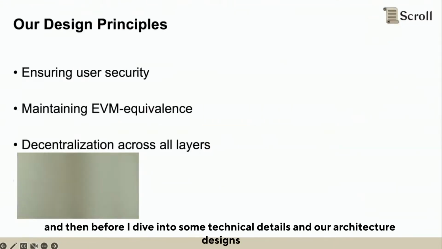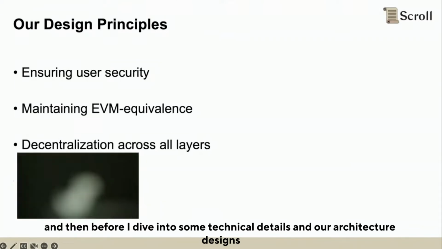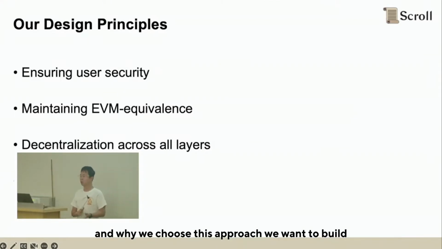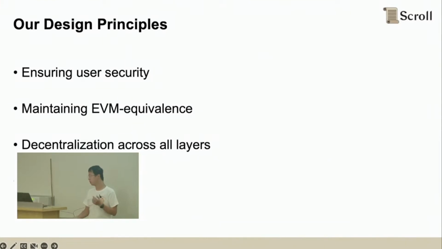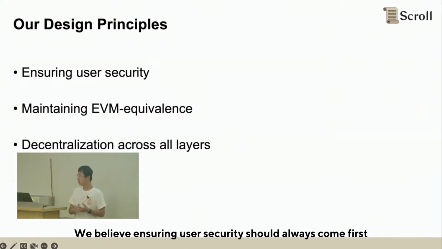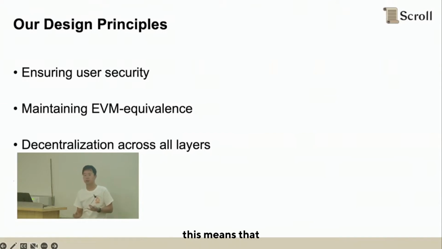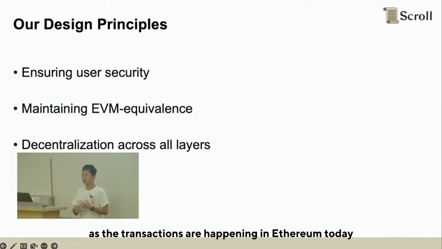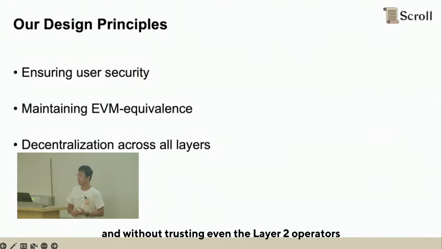Before I dive into technical details and our architecture designs, I first want to talk about the design principles that drive our design decisions and why we choose this approach. There are 4 principles. First and foremost, the most important, we believe that ensuring user security should always come first. For Scroll, this means that layer 2 transactions should share the same security level as transactions happening on Ethereum today, without trusting even the layer 2 operators.